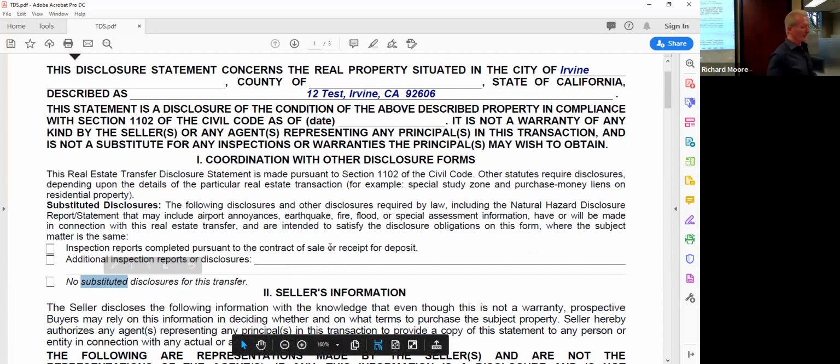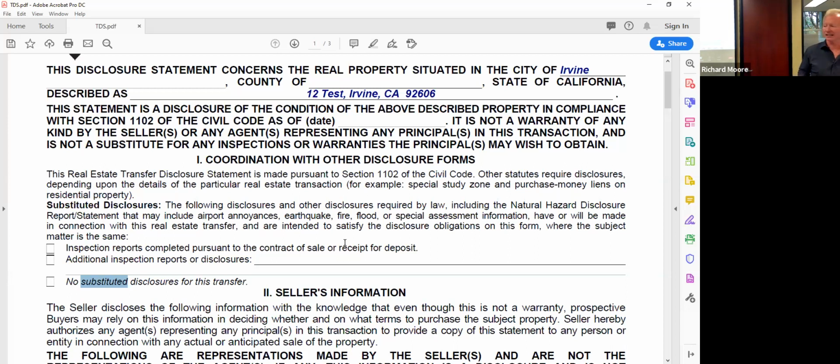You should check one of those boxes, that one or 2 of those above. Now, the 2 above is not going to cause the form to be complete, but we must choose the box for no substituted disclosures. I've not yet come across a transaction in which there are substituted disclosures in lieu of the TDS. So if you don't check that box and you're not giving substituted disclosures, the TDS is not considered complete.